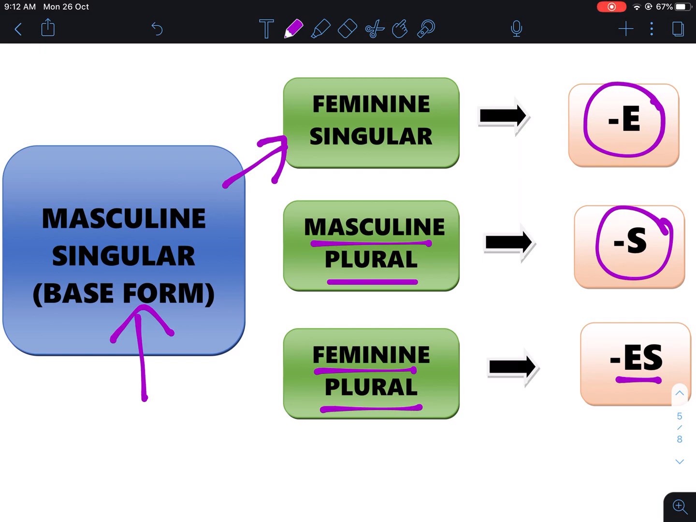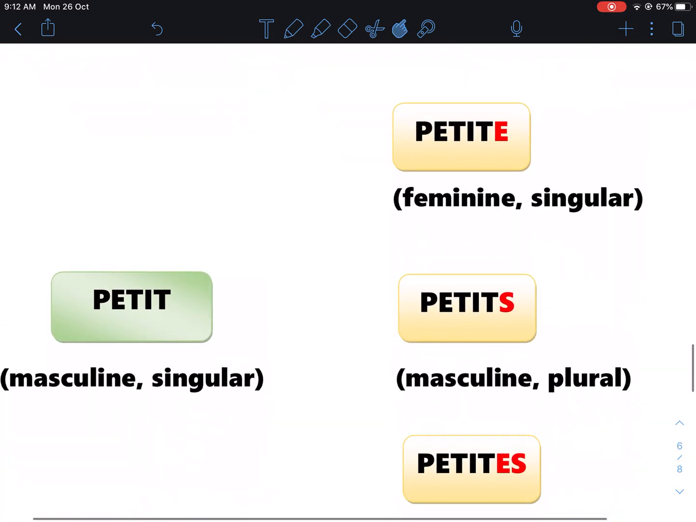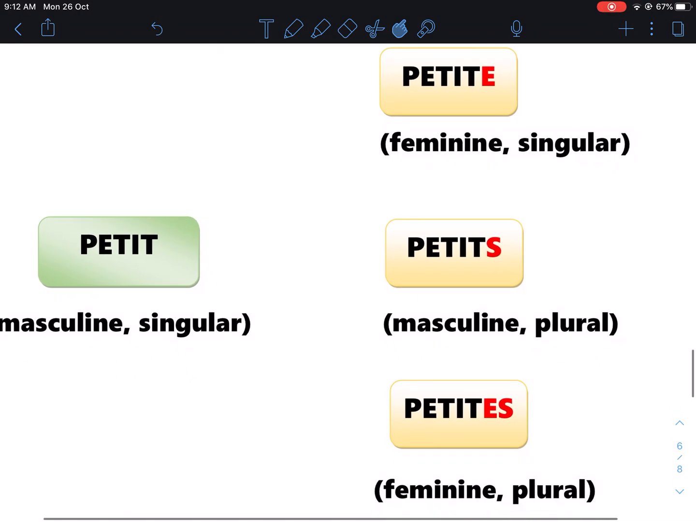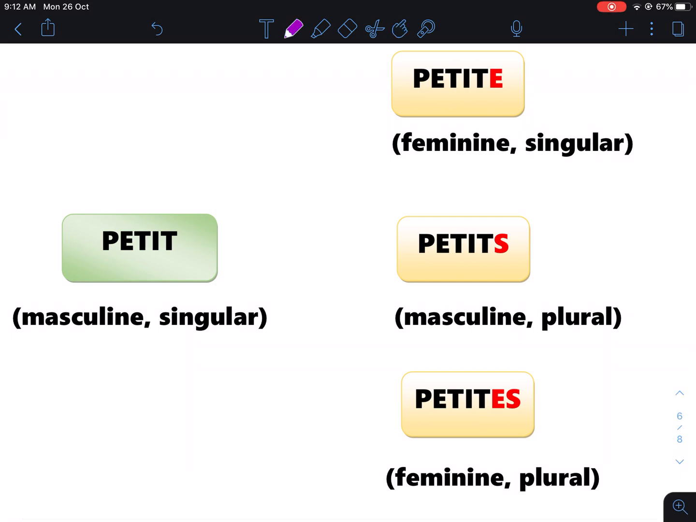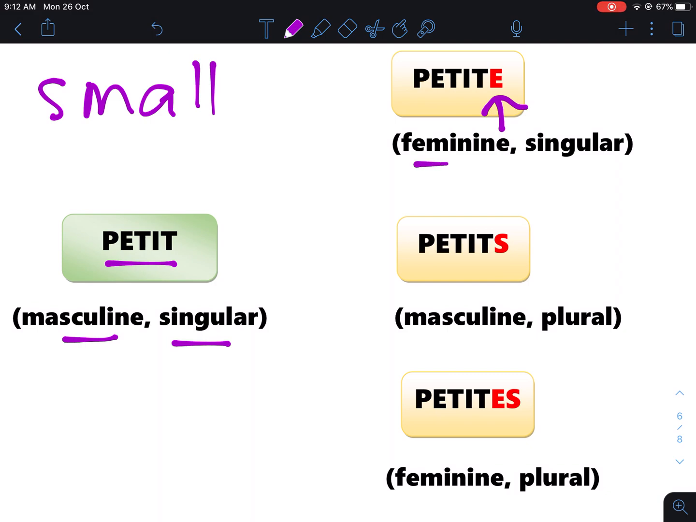Okay, let's choose an example here. One adjective to show you, okay? Let me show you here. Now you have the adjective petit. Petit here means small. Okay, so petit here is the masculine singular form, is the base form. So now when I add the letter E, it becomes what? Feminine singular. But when I add the letter S, it becomes what? It is still masculine, but it is now in plural form. And finally, when I add the letter ES, it becomes, well, feminine and plural.